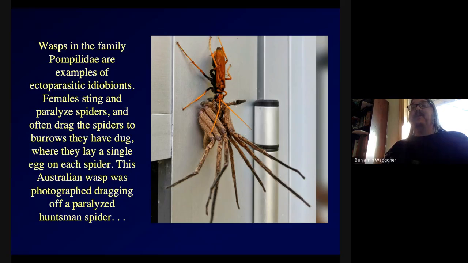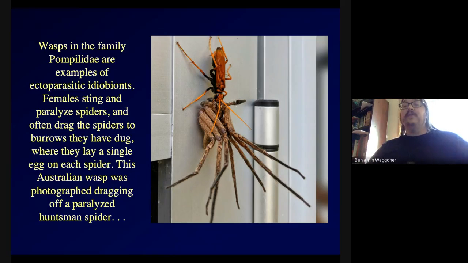So the spider is kept alive, and the larva hatches and burrows in. Somehow it knows to eat the non-vital structures first and leave the heart and the nervous system for last. And once that's done, it pupates, hatches, and flies off to mate, and round goes the circle of life.